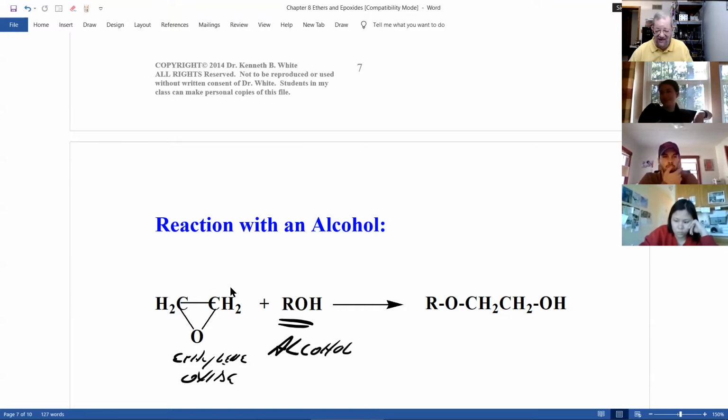And what you get is this ether alcohol compound, a molecule with two functional groups in there. And this is a very important reaction. I worked for one company that made, I don't know how many million pounds a week, two at least, of this type of reaction with different alcohols.